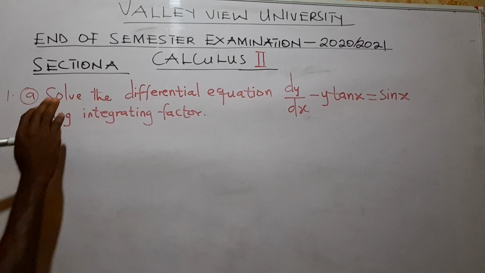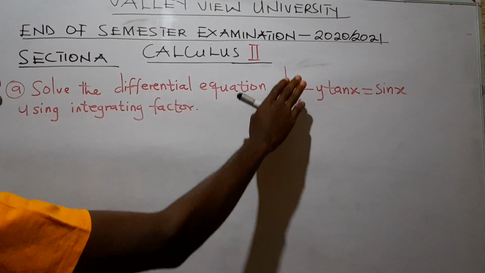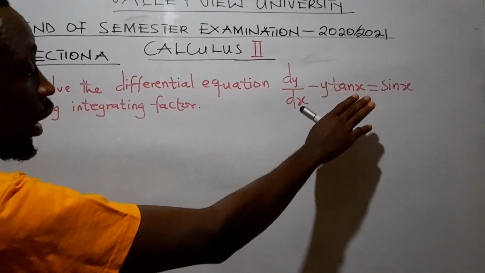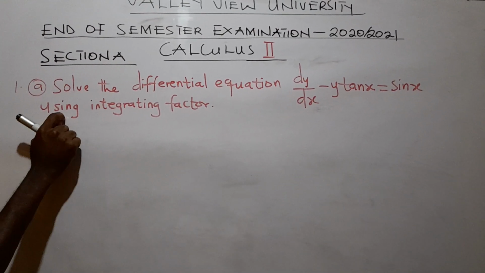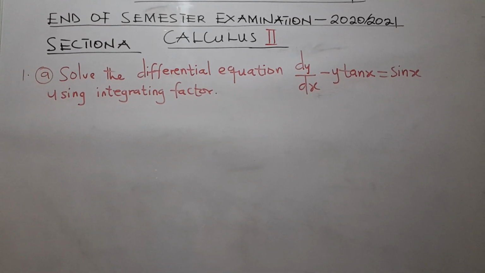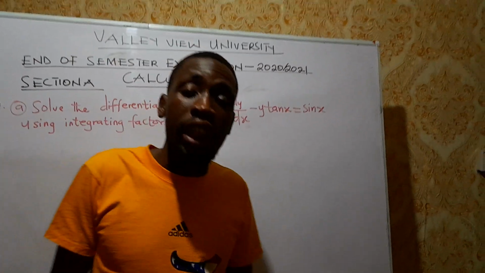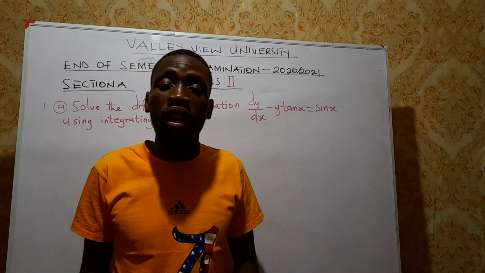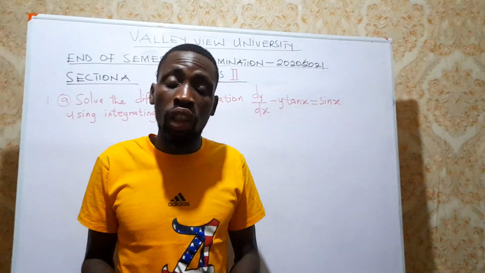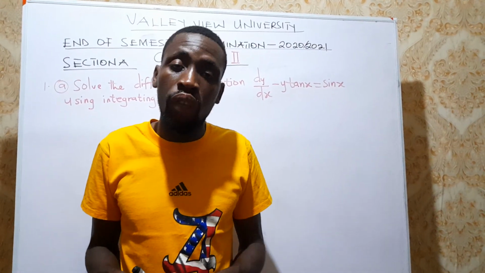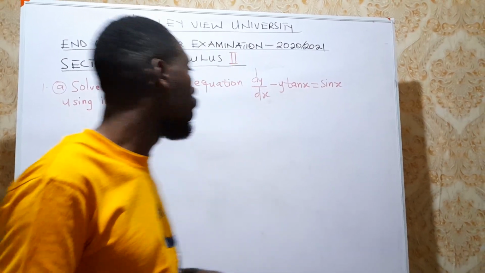That's question 1a. We should solve the differential equation dy over dx minus y tan x is equal to sin x using integrating factor. This question is on linear first order ordinary differential equation. To solve linear first order ordinary differential equations, you need an integrating factor. So what's that integrating factor?